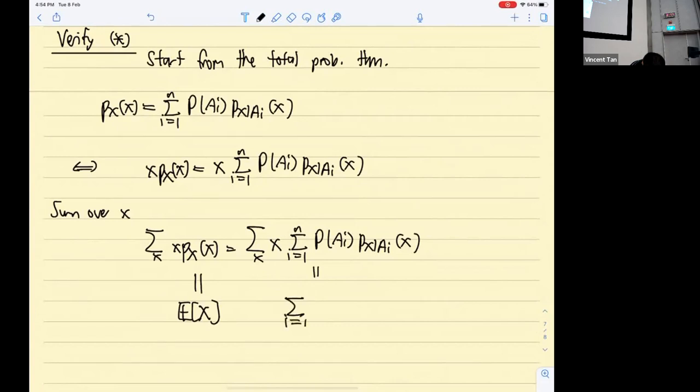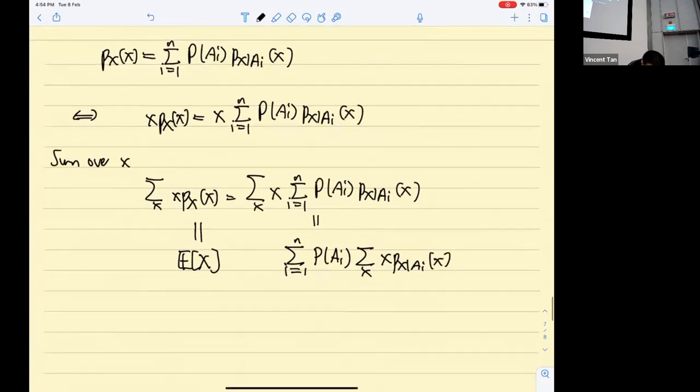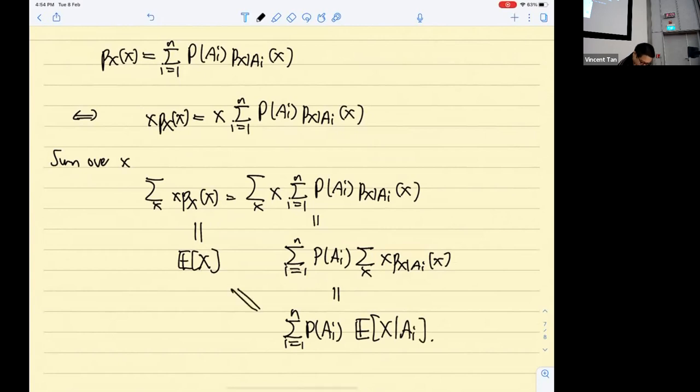But the right-hand side here, we can massage this a little. We can bring out the sum over i. We can swap the sums. This has got nothing to do with x, so it can be brought outside. And here is the sum over x of x times P of X equals x given A_i. But this is nothing but the sum over i running from 1 to n of P(A_i) times the expectation value of X given A_i. All right? So these two are also equal.